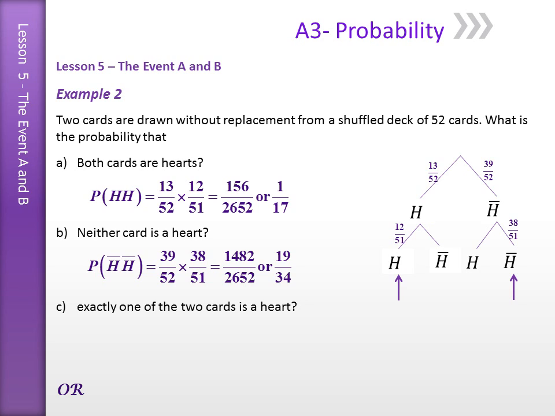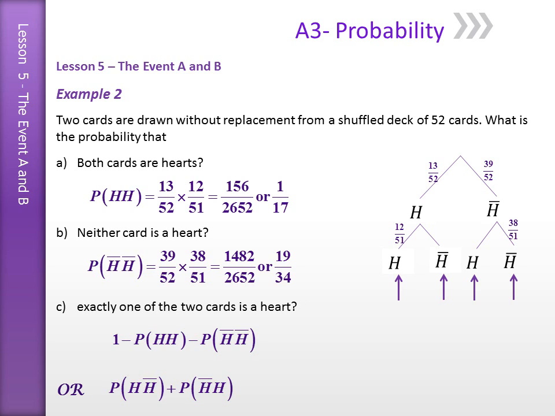For the last one, where we want exactly one of the two cards to be a heart, we can do this in one of two different ways. We can think of this as the complement, so that would be 1 minus the probability of two hearts, minus the probability of neither being a heart, which were the two answers that we got from A and B. Or we could do two cases. The one where the first one's a heart, the second one is not a heart, and add it to the probability of the first one not being a heart and the second one being a heart.